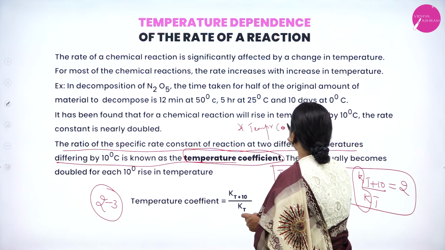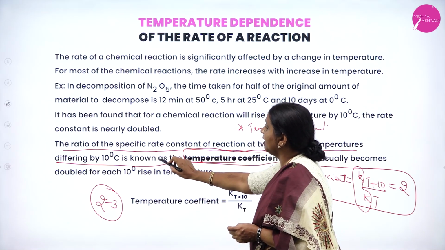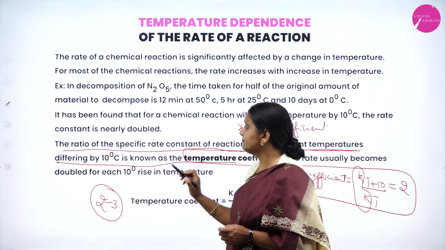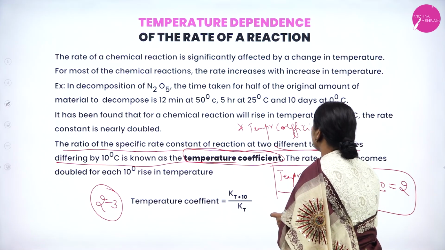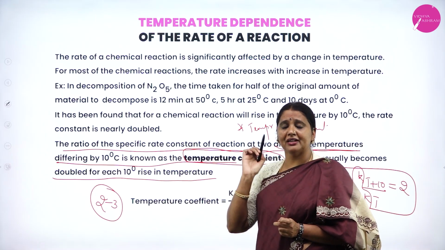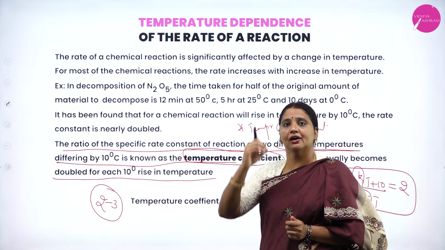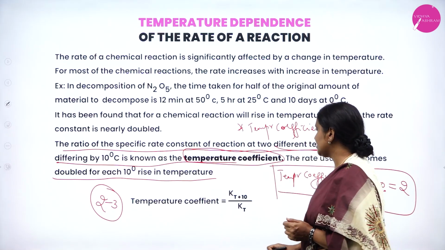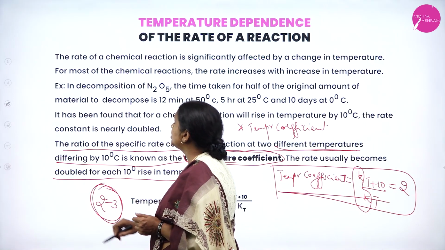What is temperature coefficient? Temperature coefficient is the ratio of specific rate constant of a reaction at two different temperatures differing by 10 degrees centigrade. The rate usually becomes doubled for each 10 degree rise in temperature. My dear student, I am repeating again and again, for every rise of 10 degrees centigrade, the velocity of a chemical reaction gets doubled. From this, what's the value of temperature coefficient? The value of temperature coefficient is 2, and it also lies between 2 to 3.